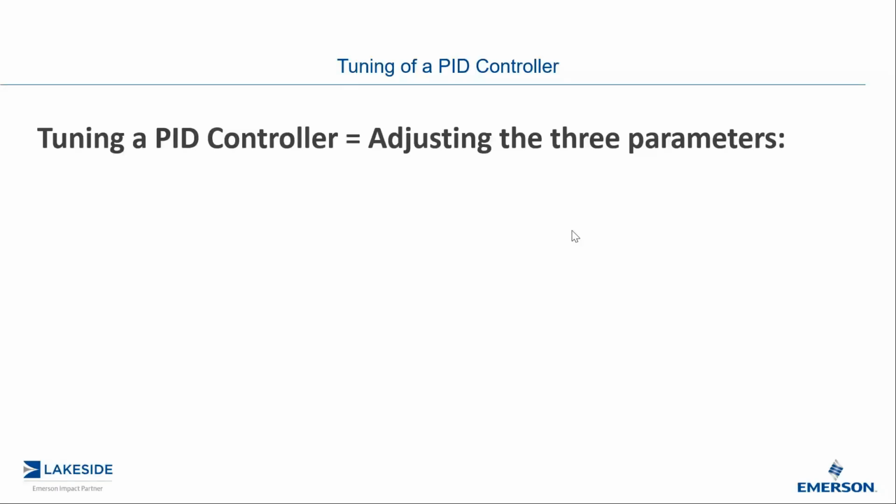So tuning of a PID, obviously tuning a PID controller is just adjusting the tuning parameters. So we have the proportional, we have the integral or reset. So there's a couple of different terms there, and the derivative or rate.